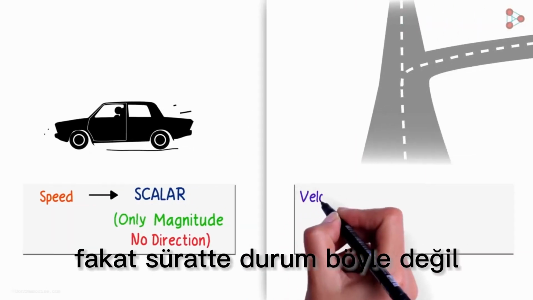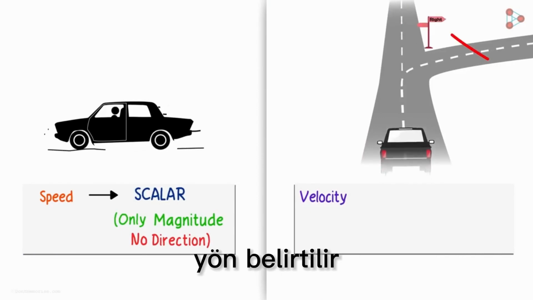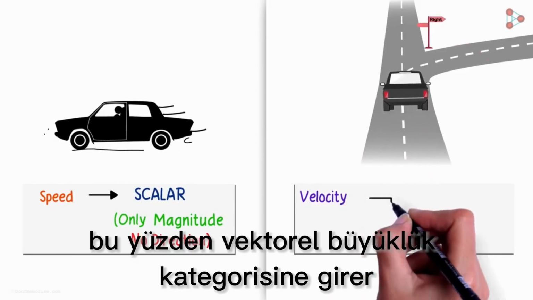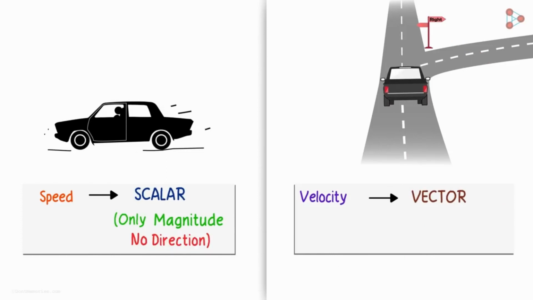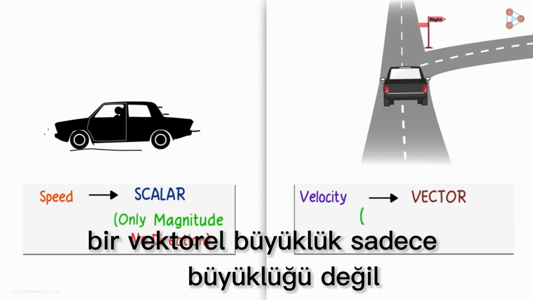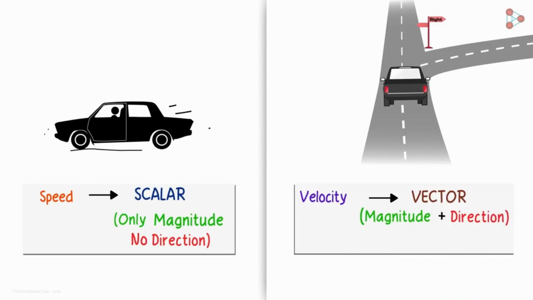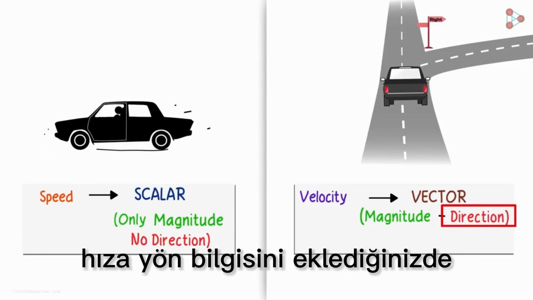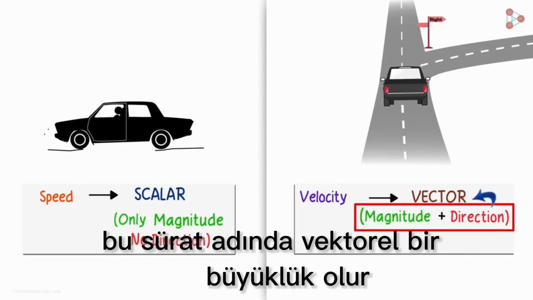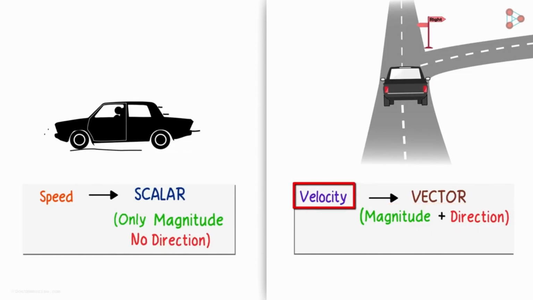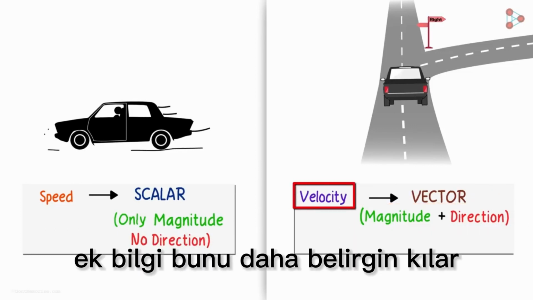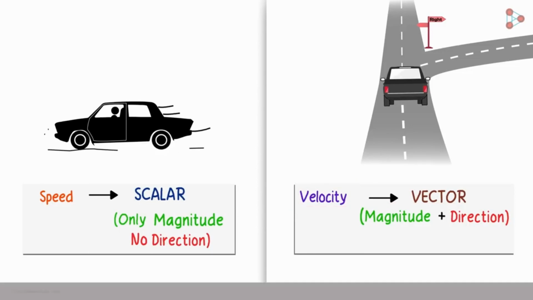In the case of velocity, however, the direction is stated and that's why it is referred to as the vector quantity. A vector quantity involves not just the magnitude but also the direction. When you add directional information to speed, it becomes a vector quantity called velocity. The additional information makes it more specific.